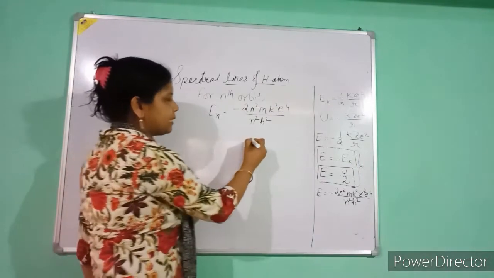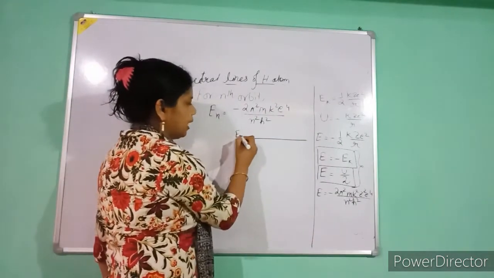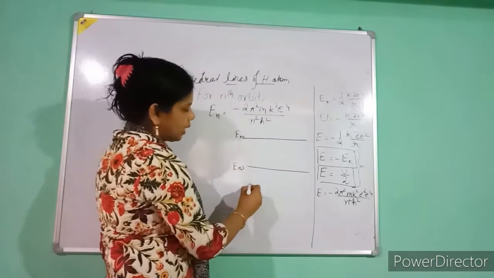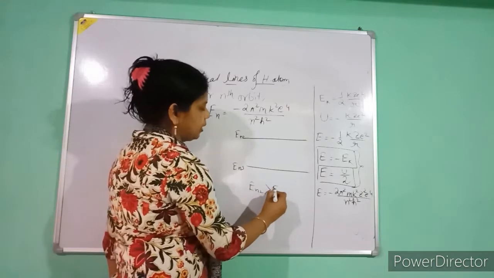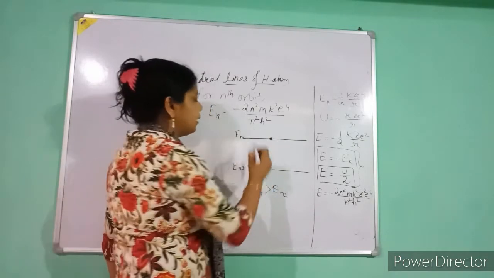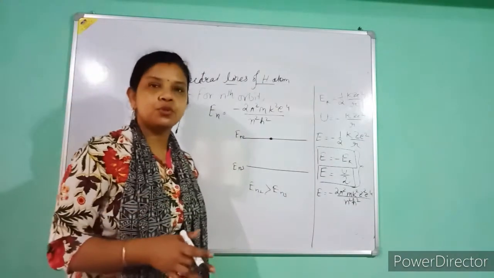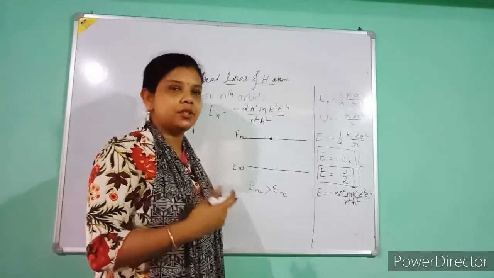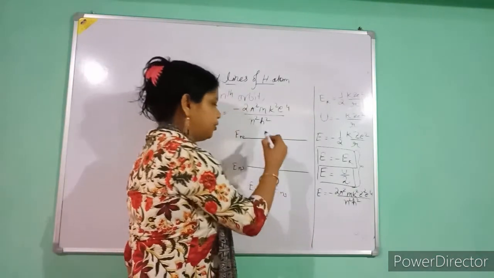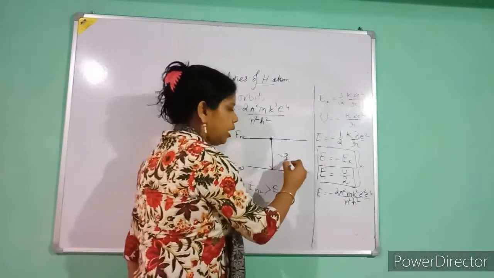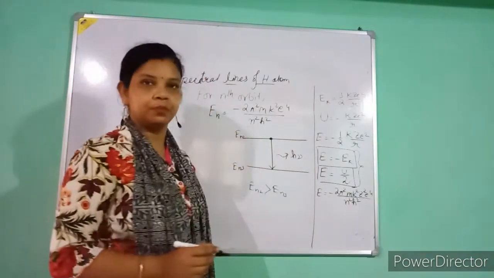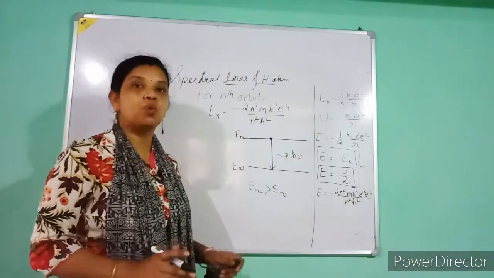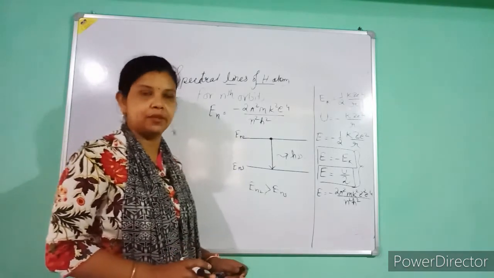Now suppose I say this is an energy level En2 I have written, and this is another energy level En1. And I say that En2 is greater than En1 and the electron is in the higher energy level. Already I taught you in Bohr's frequency condition that if an electron is in the higher energy state, it will jump to the lower energy state with the release of a photon of energy h nu. This concept we have studied from which postulate? Bohr's third postulate, which is Bohr's frequency condition.